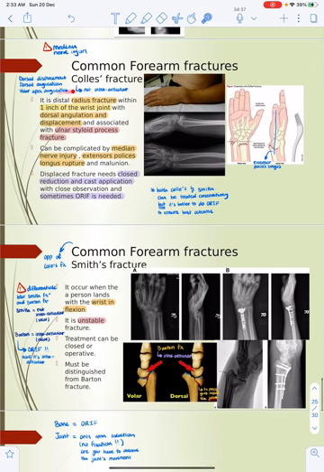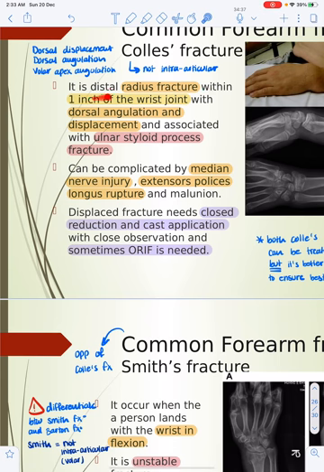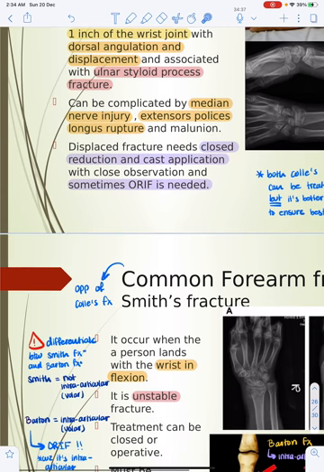So we already talked about this: it's a fracture of the distal radius, right, with dorsal angulation and displacement. And what are the associated injuries with Colles fracture? I have ulnar styloid process fracture, median nerve injury, extensor pollicis longus rupture. And what is the treatment approach? Usually closed reduction and cast application. You can just apply a cast, it's a minor kind of fracture, not too severe. Or sometimes open reduction, internal fixation if it's needed. They didn't specify why.